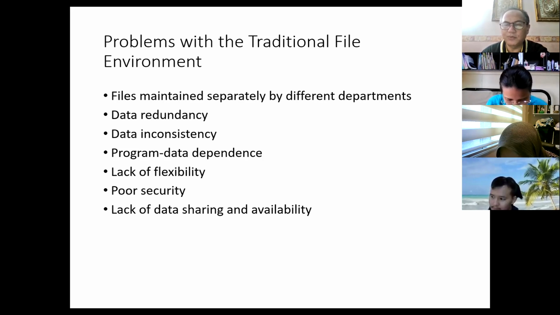So if you use a different set of systems, when you want to move data from one system to another system, it is not flexible, it's not easy to share because the format is different. So we have lack of flexibility, and also because there are too many systems, there is poor security, and of course there is lack of data sharing and availability. So how do we overcome this? We have silos of data where data are maintained separately. We have data redundancy, data inconsistency, program data dependence, lack of flexibility, poor security, and lack of data sharing and availability.